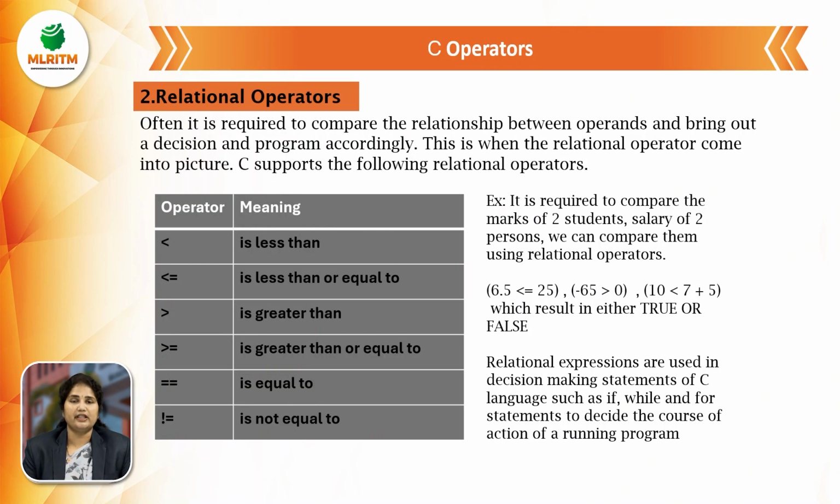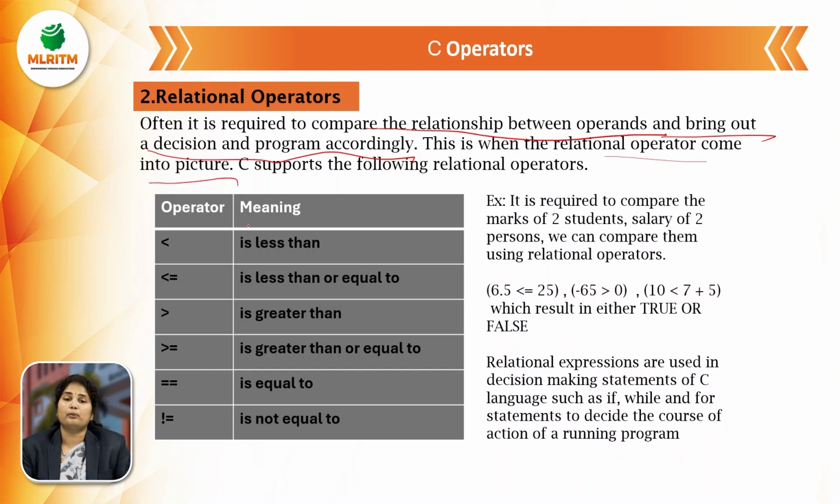Now coming to relational operators. Relational operators are used in C language to compare the relation between two variables. Often it is required to compare the relation between the operands and bring out the decision and program accordingly. Here when we use the relational operator, the result will be either 1 or 0. 1 means true, and 0 means false. This is when the relational operators come into the picture.